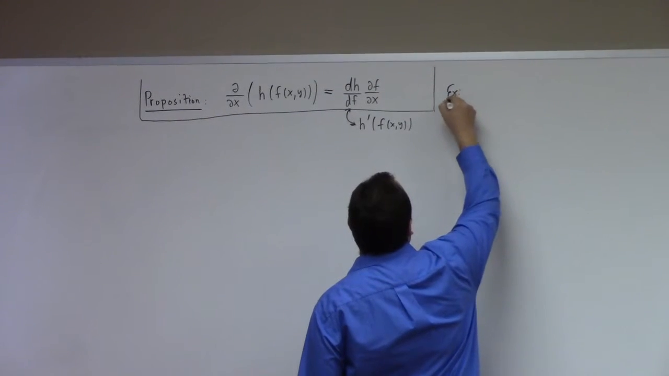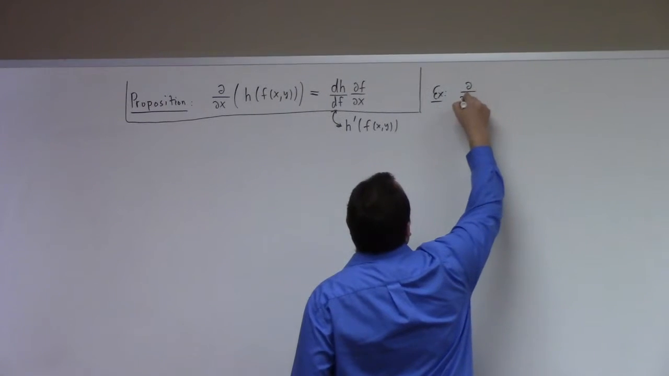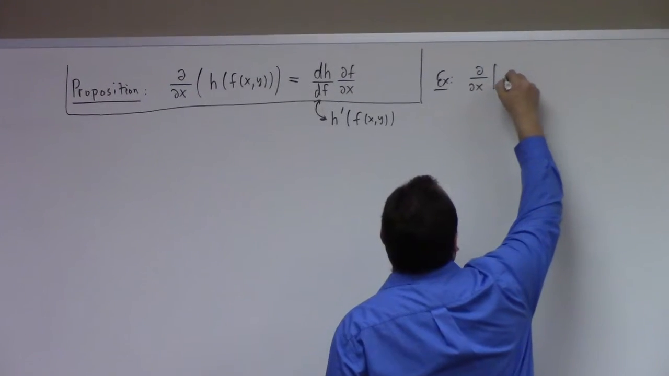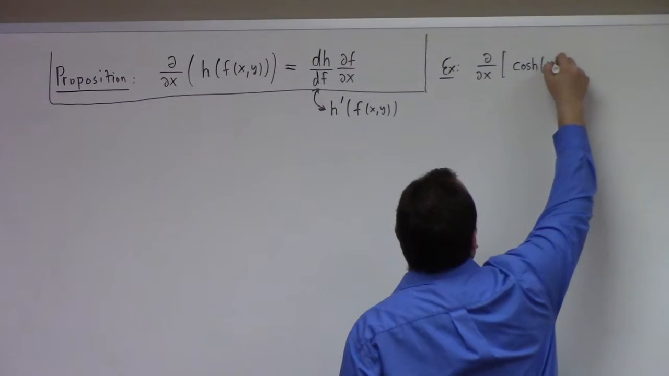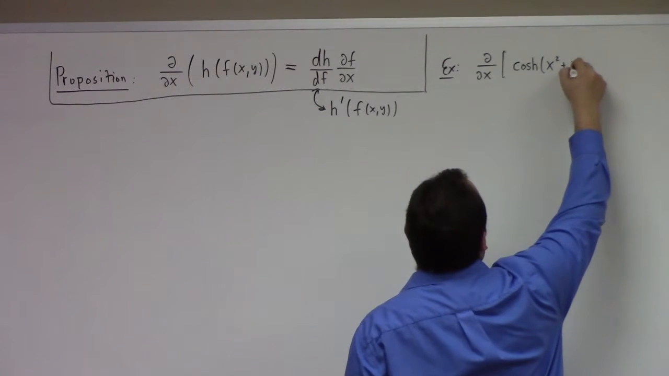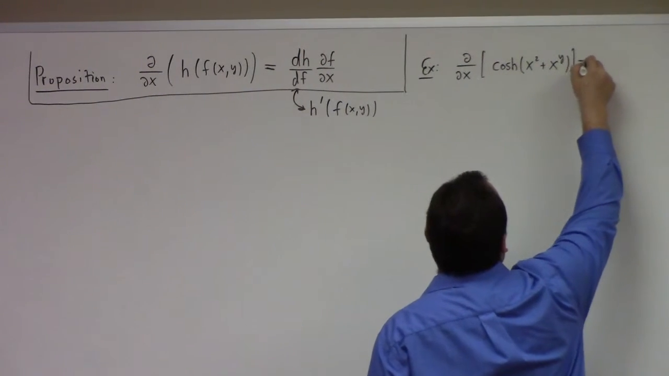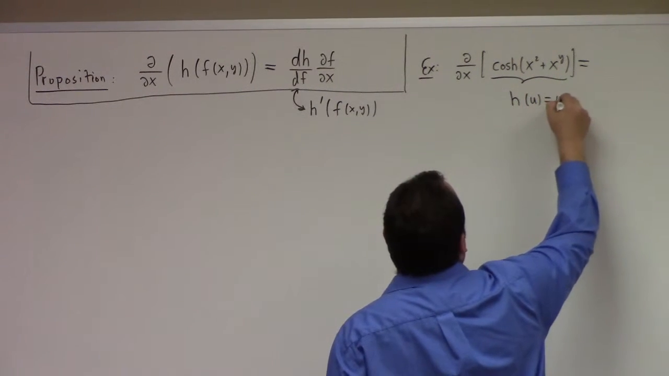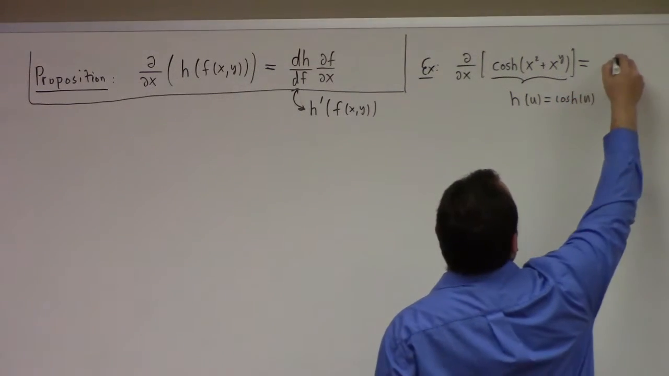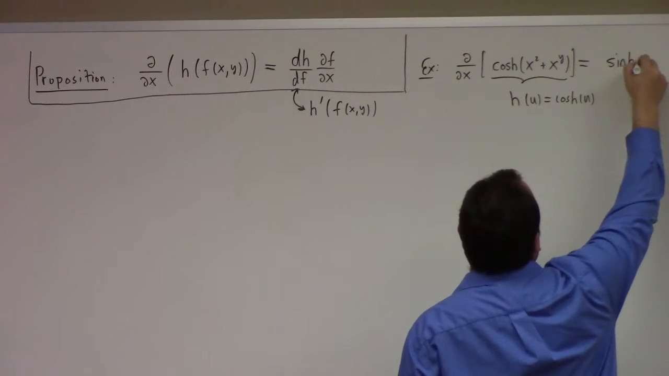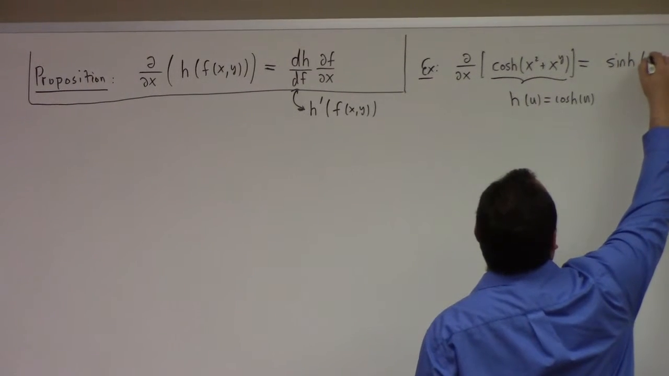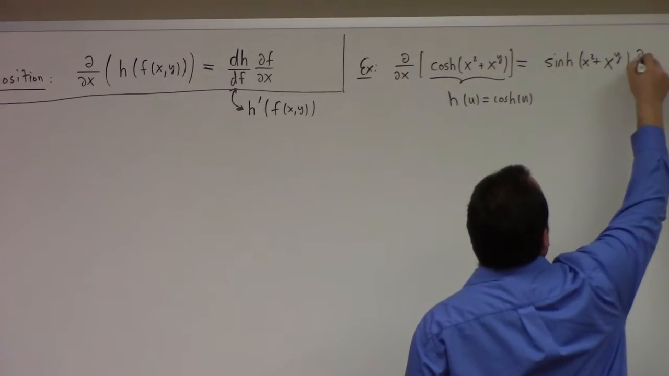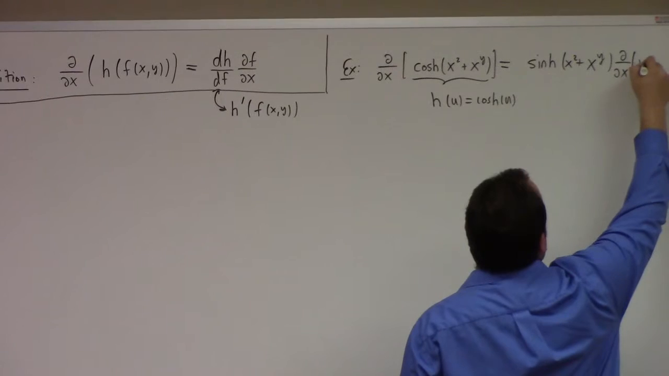For example, if I wanted to calculate the partial derivative with respect to x of, say, hyperbolic cosine of x squared plus x to the y. What I would do is look at the outside function. It's like h of u is cosh of u, right? So what I have then is sinh of the inside function, because the derivative of cosh is sinh. And then I have to do the partial derivative of the inside function. That's what the chain rule says. That's what we're going to prove here in just a second.